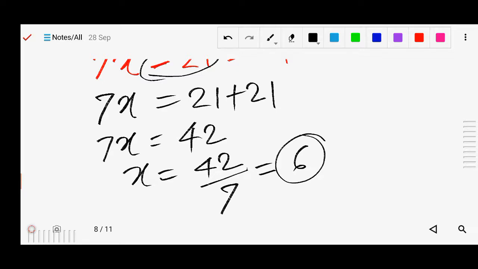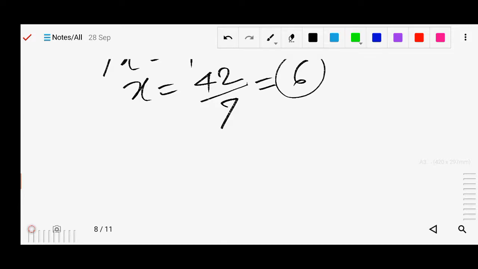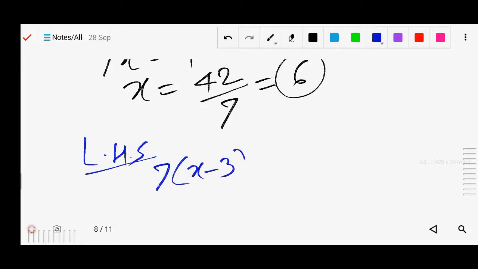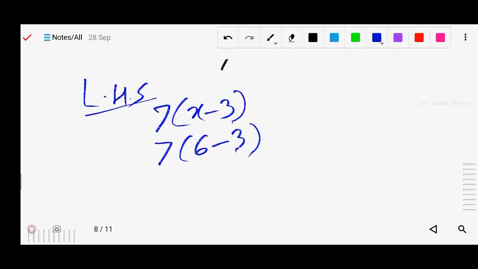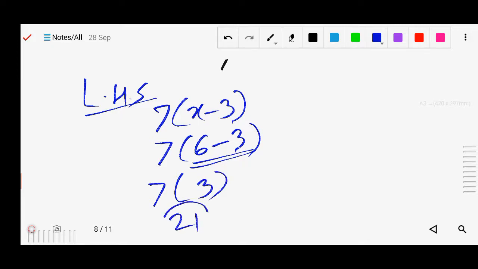Okay, now you can check it. So again we will check. First of all, left hand side, what is the given value? That is 7(x minus 3). What is the value of x? 6 minus 3. Inside the bracket we will do 6 minus 3 first, that is 3. So 7 into 3, 21, because between this bracket and 7 there is a relation of multiplication.